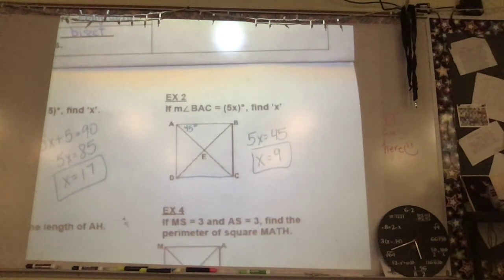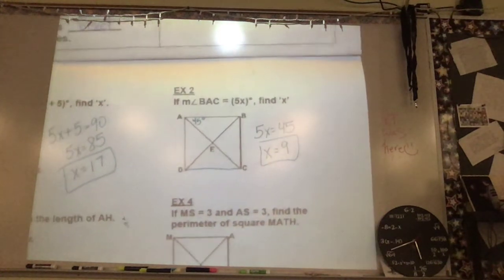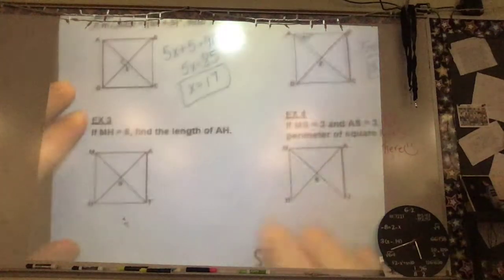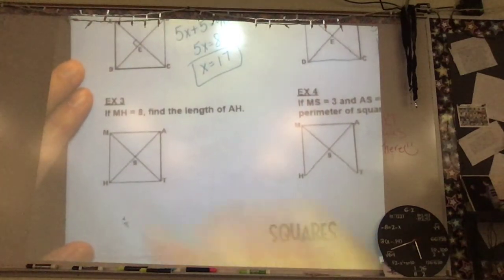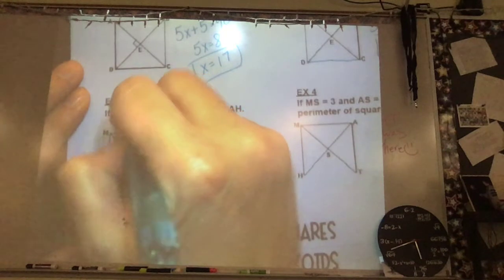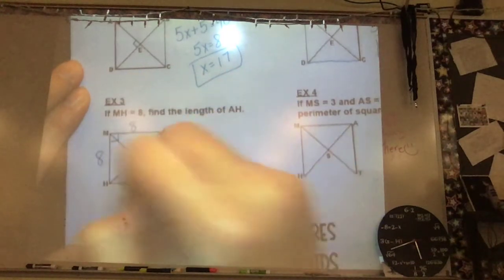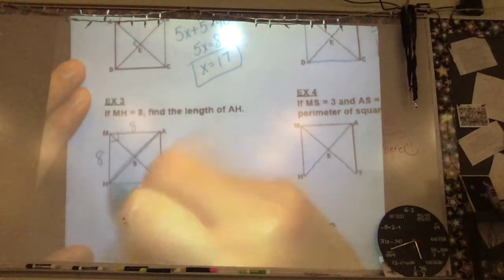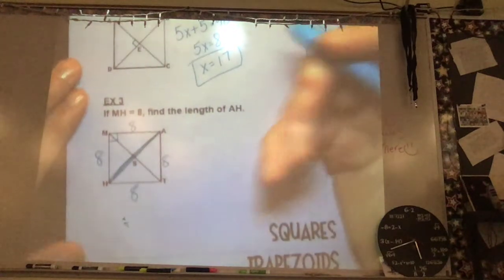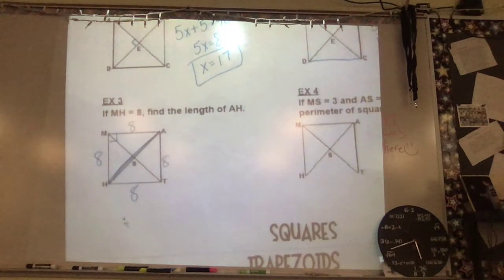Okay. All right, example 3 says that MH is 8. This is a square, all your sides are equal, and it wants the diagonal, which is the hypotenuse. Now, we haven't done special right triangles, so we can't go there with that, can we? But we can just do Pythagorean theorem.